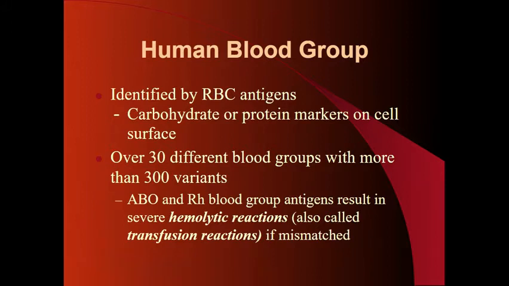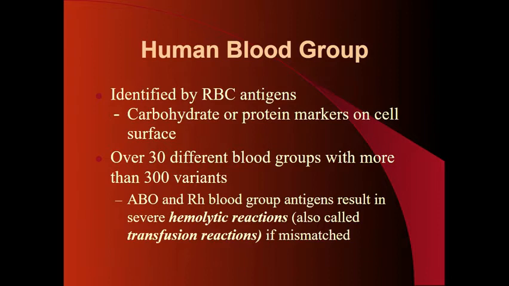So the different human blood groups are identified by a red blood cell antigen. An antigen is a carbohydrate or a protein marker that's on the cell surface, and that identifies to the body and to other cells what kind of cell that is. We have over 30 different blood groups as humans, with more than 300 different variants.